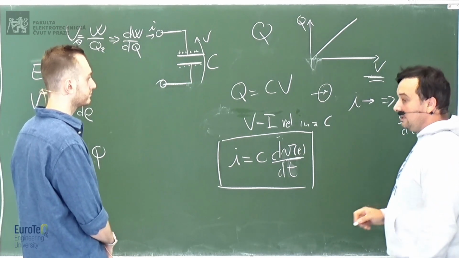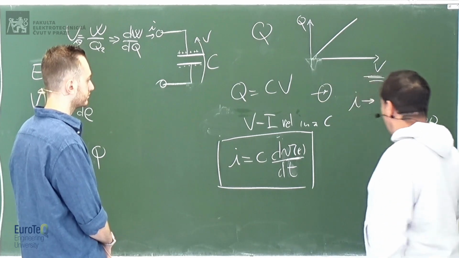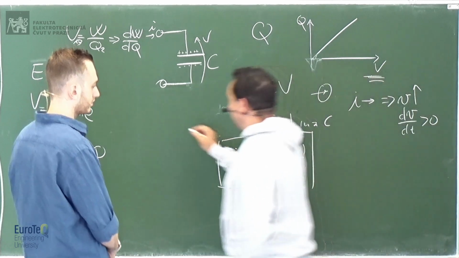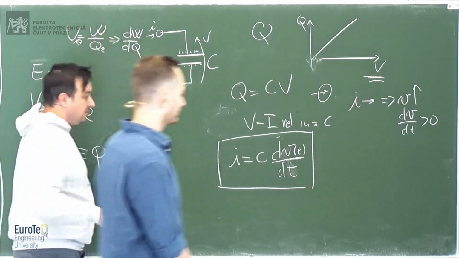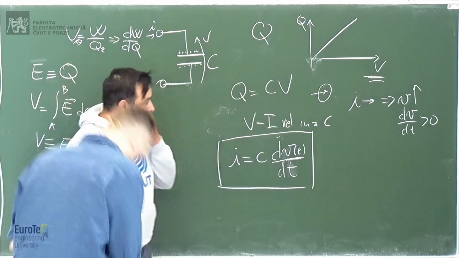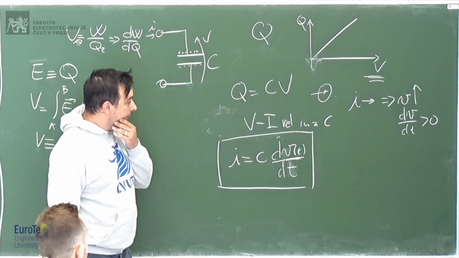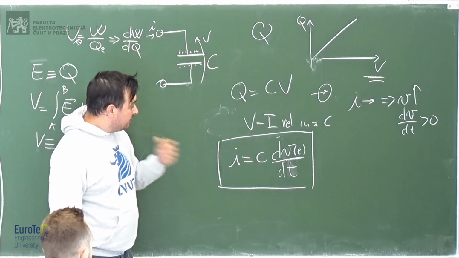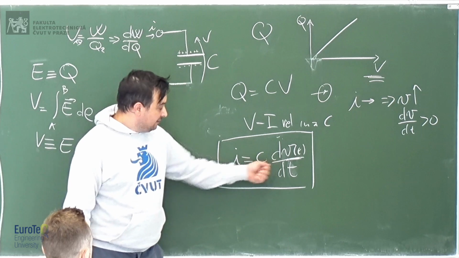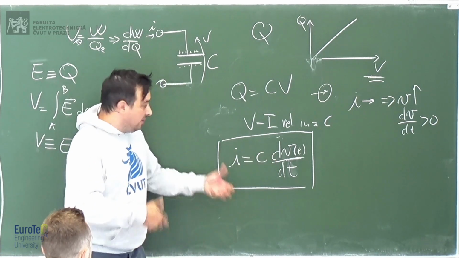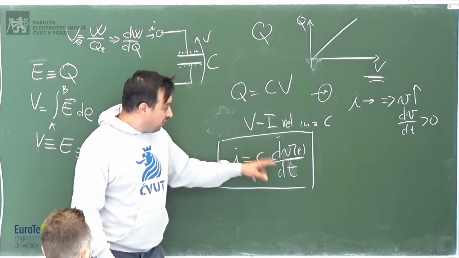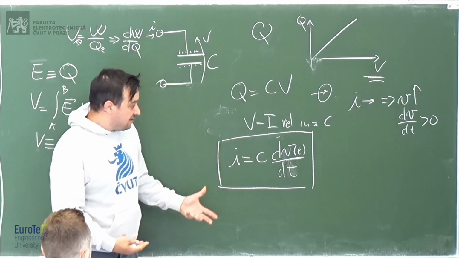Will be positive, okay? So, if you put some current in, you have a positive current, which means that you are creating a positive derivative of the voltage, which means that the voltage increases.